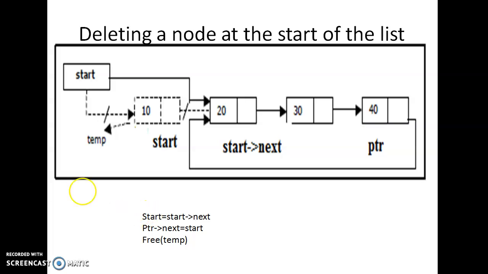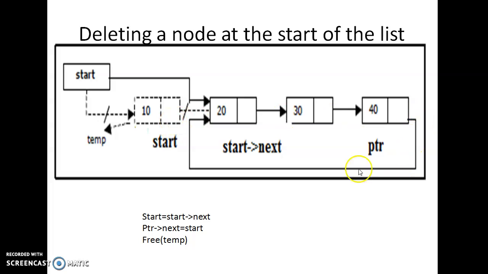So at first I will see deleting a node at the starting of the linked list. Suppose this is the starting node that we want to delete. Start will always be pointing to the starting. If this is the start, this is the start of the next. That means I want to remove this particular node. I don't want this node to be the start, I want this node to be the start. That is, start should always be pointing to the starting of the next. That I am doing here: start equal to start of the next.